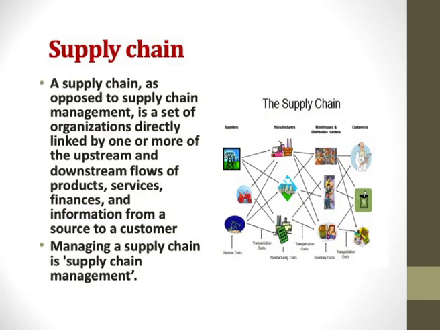Supply chain management entails much more than just delivering the items physically. It entails optimizing all these areas of the organization, namely product management, procurement, manufacturing, logistics, customer service, performance management. Optimizing all these functions is the objective of supply chain management. A supply chain, as opposed to supply chain management, is a set of organizations directly linked by one or more upstream and downstream flows of products, services, and finances. Managing a supply chain is supply chain management.